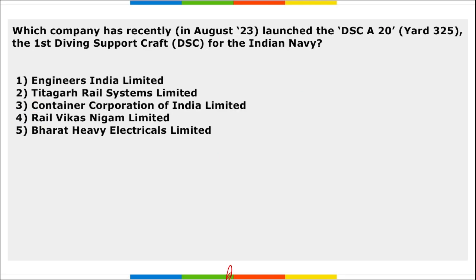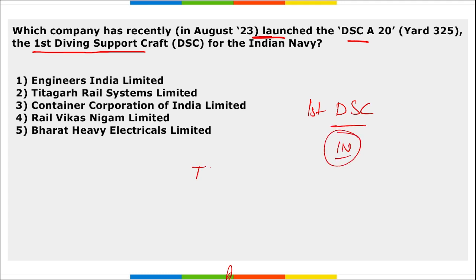Next is, which company has recently launched DSC A20 Yard 325, that is the first diving support craft for the Indian Navy? Tell me, which is that organization that has recently launched DSC A20, that is Yard 325? This was launched by TRSL, that is Titagarh Rail Systems Limited, correct? And this is a diving support craft.